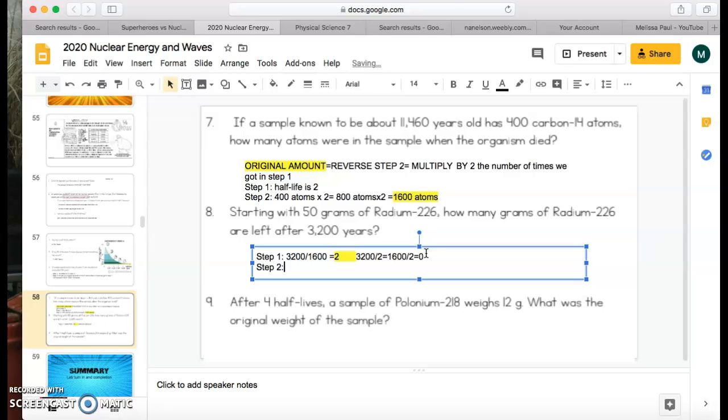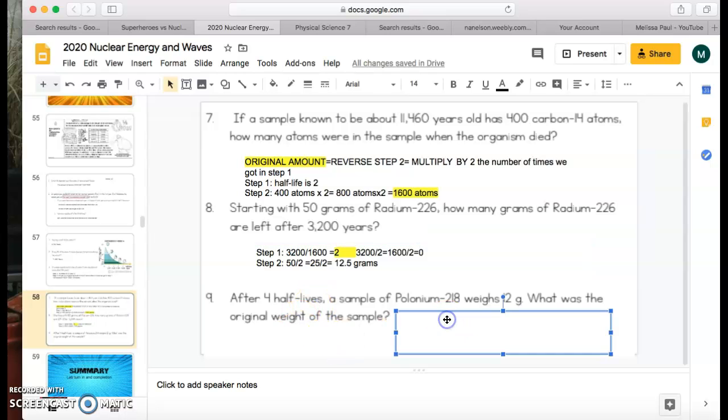We're going down to step 2. Step 2 says, well, how much is remaining? So we started with 50 grams. We've been through 2 half-lives, so we're going to say 50 divided by 2 because that's 1 half-life. Gives us 25 grams. We got to go through a second half-life. So we're going to divide by 2 again. And that means that we only have 12.5 grams of this substance left after 3,200 years. Okay?